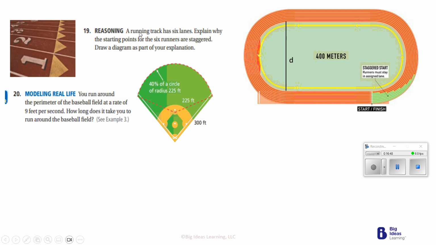I got number 19. A running track has 6 lanes. Explain why the starting points for the 6 runners are staggered. Draw a line as part of your explanation. Well, they're staggered because the farther you are on the outside, the longer your track is. So they have to reduce that amount.